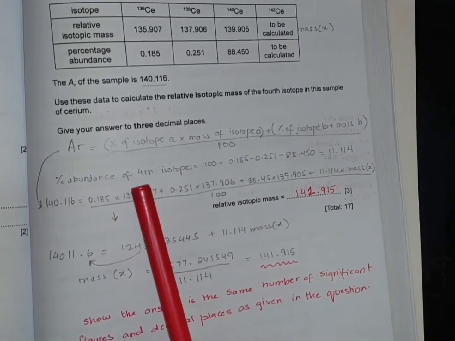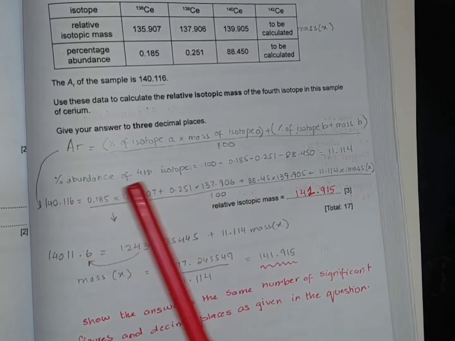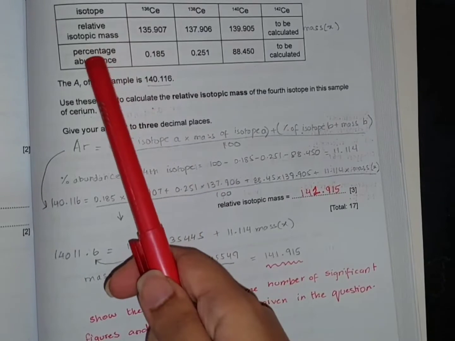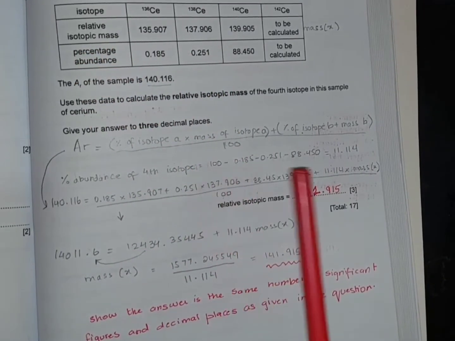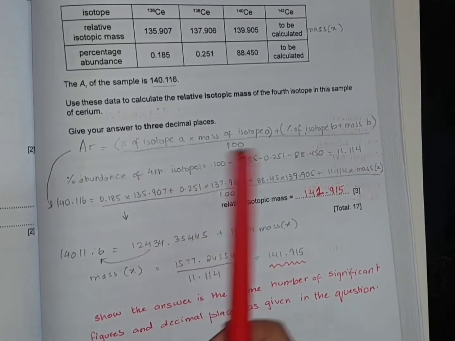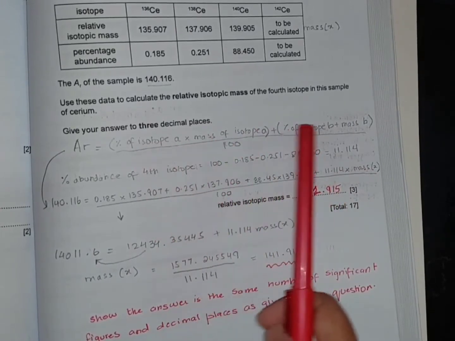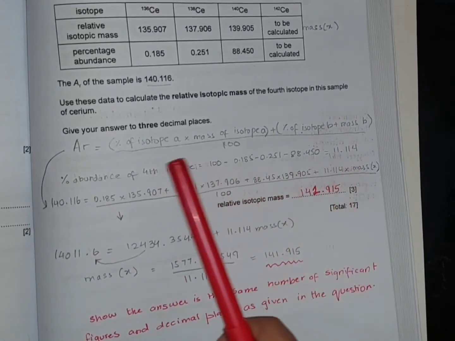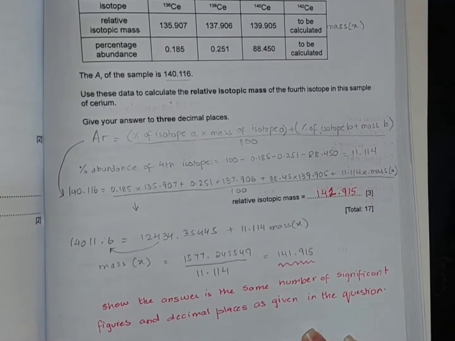Now, the percentage abundance of the 4th isotope, you can get this by just subtracting the other percentage abundances given from 100, and then you're going to get the percentage abundance of the 4th isotope. Because if you're not going to find this out, you will have 2 unknown variables in this equation. So it will become almost impossible for you to find those 2 unknown variables.